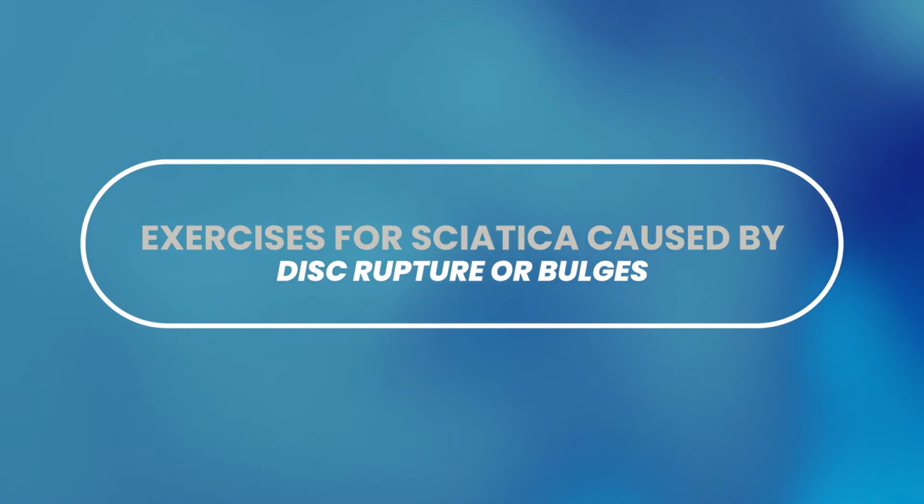Okay, so we talked about a few exercises which are good for sciatica caused by either spinal stenosis or piriformis compression. Let's talk about exercises that will be good for sciatica caused by disc ruptures or disc bulges, and these are actually quite a bit different. So for any sciatica caused by a disc rupture or a disc bulge, remember you want spinal extension so that you can push that bulging disc back into its place.